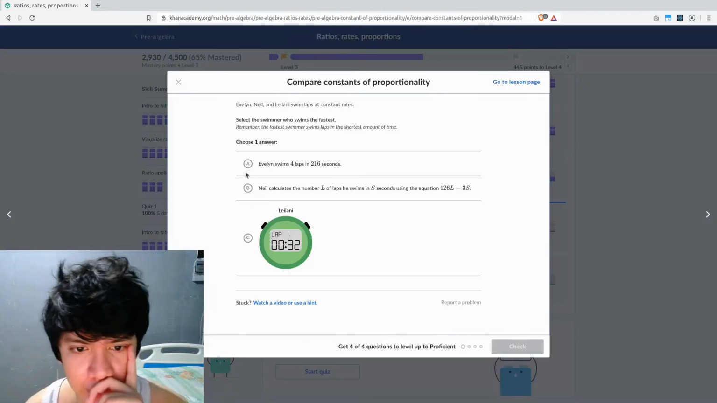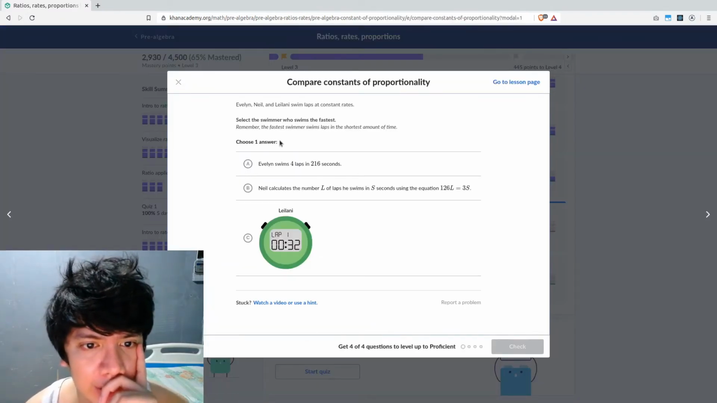Okay, let's see. Evelyn, Neil, and Leilani swim laps at a constant rate. Select the swimmer who swims the fastest.